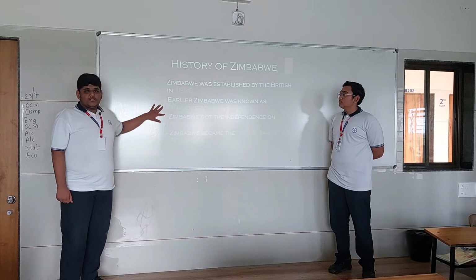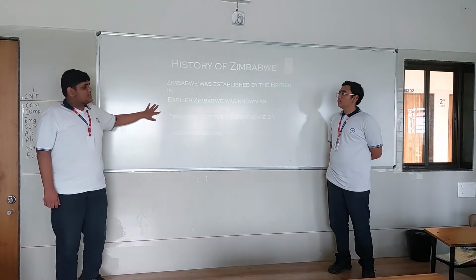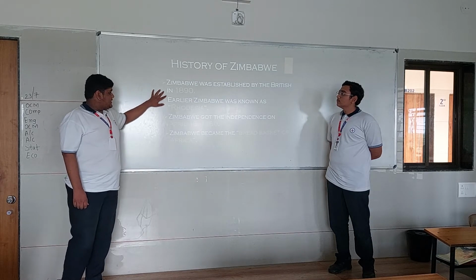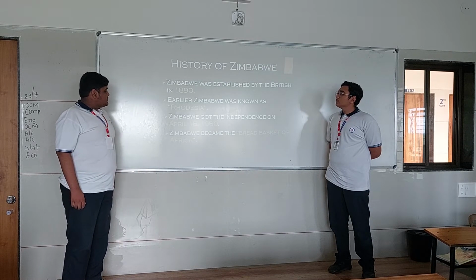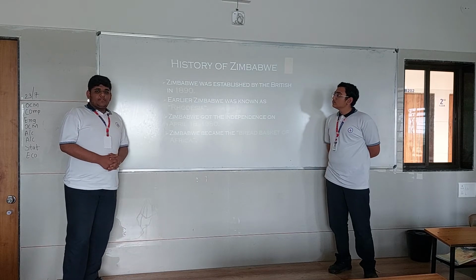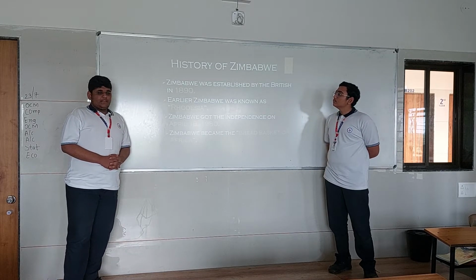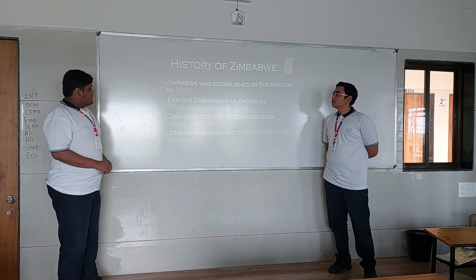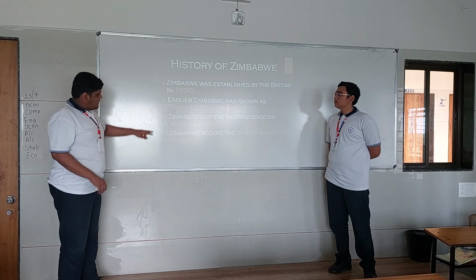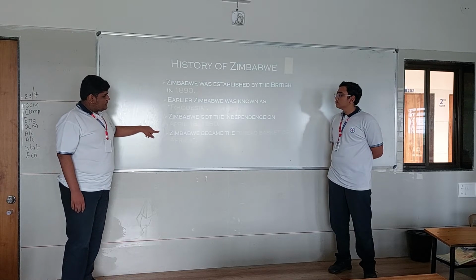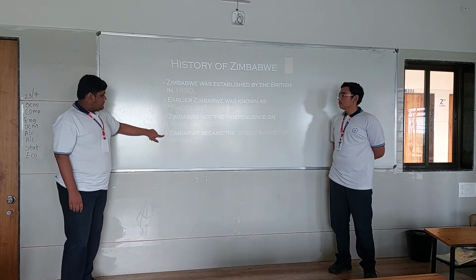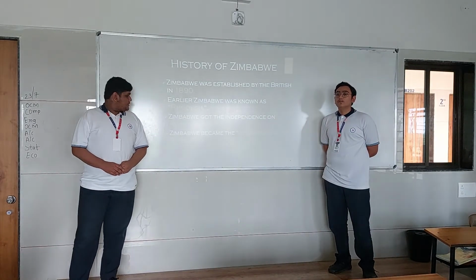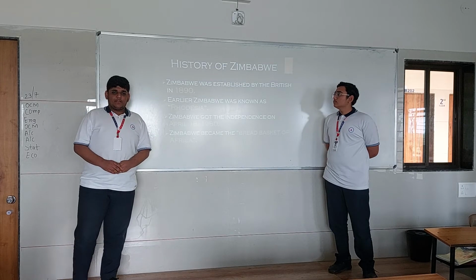Now first of all, what is the history of Zimbabwe, that is, how did it come into existence? So Zimbabwe was established by the British in 1890. Earlier Zimbabwe was known as Rhodesia, and after 1980 it was known as Zimbabwe. Zimbabwe got independence on April 18, 1980. Zimbabwe became the breadbasket of Africa. This statement means that Zimbabwe was a good producer in Africa.